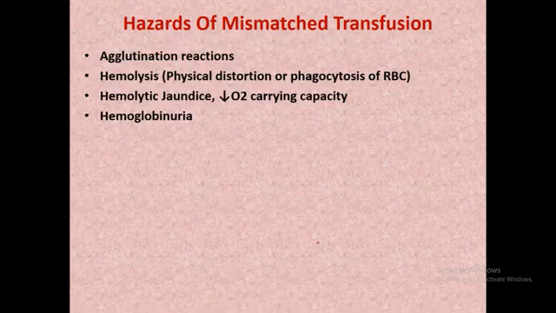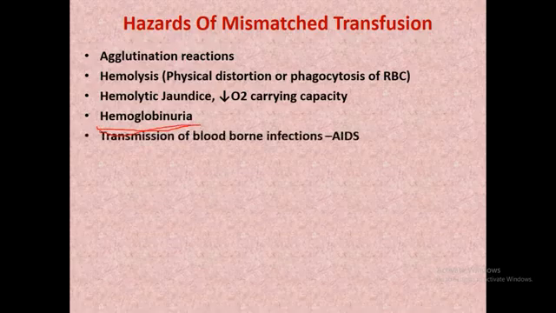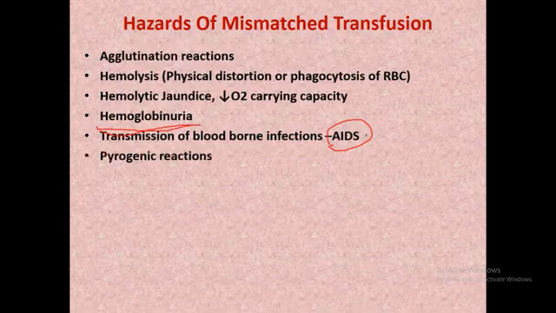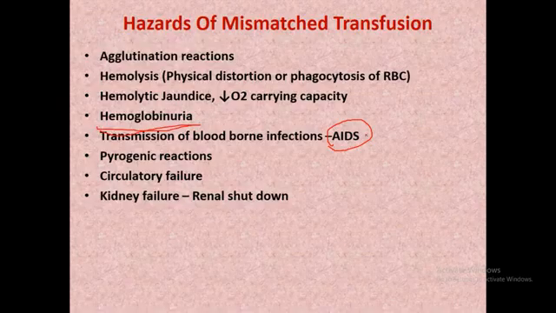There will be an increase in the free hemoglobin level in the blood, and whenever it is filtered by the kidney, this condition is known as hemoglobinuria, where there is a presence of hemoglobin in the urine. Next one is the transmission of blood-borne infections, for example AIDS, which is acquired immunodeficiency syndrome, pyrogenic reactions, circulatory failure, kidney failure or renal shutdown.